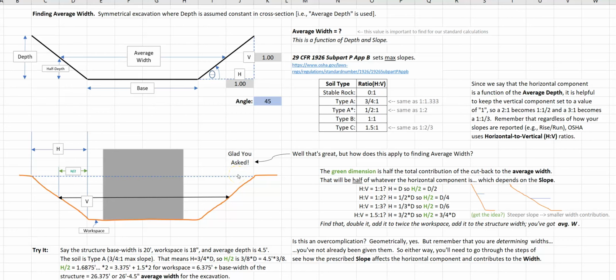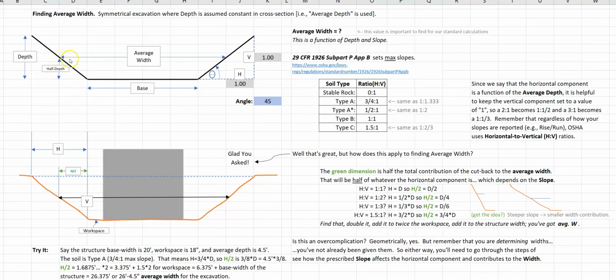Hey, also, I get a lot of questions about excavations, especially when it comes to non-one-to-one slopes. And so this could be for trenches or larger excavations. I wanted to talk to you a little bit about a basic symmetrical excavation here, where we have a known depth, which we're going to consider to be the average depth here. And then there's some base, it's trapezoid, right?